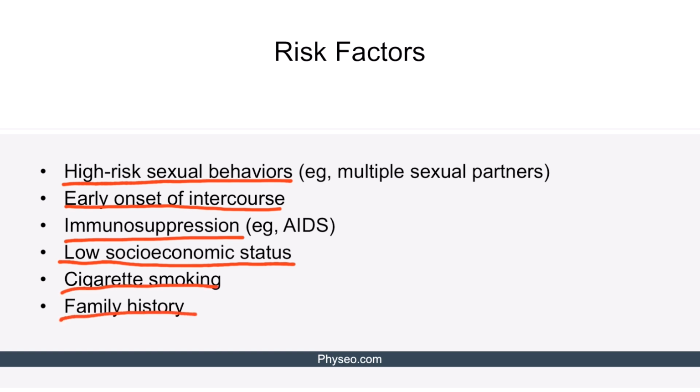Both high-risk sexual behaviors and early onset of intercourse increase a woman's risk of contracting a high-risk strain of HPV, and immunosuppression makes it more difficult for the body to subdue and eliminate the virus without intervention. Low socioeconomic status increases patients' risk for cervical cancer because these patients usually don't have access to adequate screening and treatment. Cigarette smoking suppresses the immune system and contributes to cellular oncogenesis. Lastly, a positive family history may confer a genetic predisposition to cervical cancer.